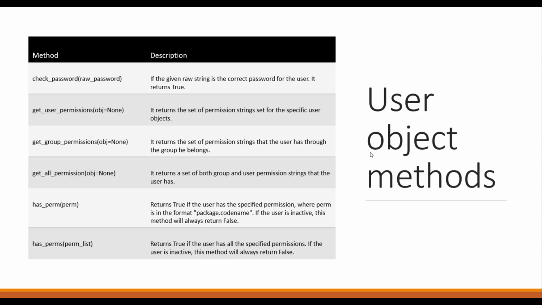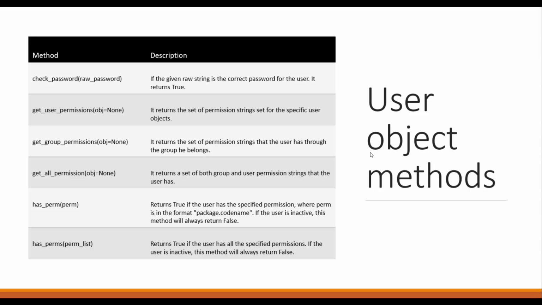The next one is has_perm, and in this we pass the perm also. It returns true if the user has a specific permission, where perm is in the format of package.codename, and if the user is inactive, this method will always return false.